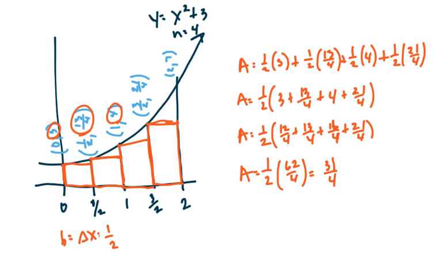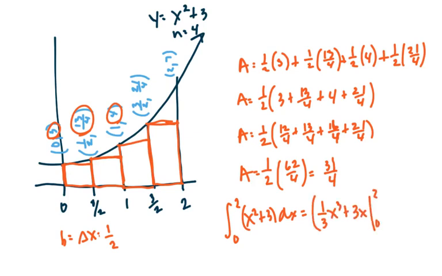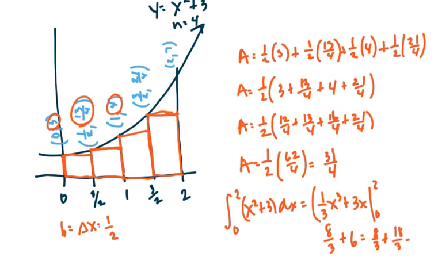Now, if you were to integrate this, we would integrate from 0 to 2 of x squared plus 3 dx. So we integrate that. We have 1/3 x to the third plus 3x from 0 to 2. So we have 8/3 plus 6, which is 8 over 3 plus 18 over 3, which equals 26 over 3.